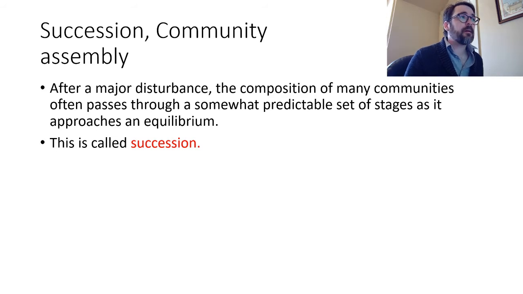Another way that, as we move on with our discussion of communities, ecologists have thought about communities is by thinking about the process of succession, or community assembly. So imagine a major disturbance, like a volcano eruption or a really bad tornado or a glacier recedes. The composition of communities often passes through a somewhat predictable set of stages as it approaches something like a bunch of population level equilibria. Ecologists call this succession.